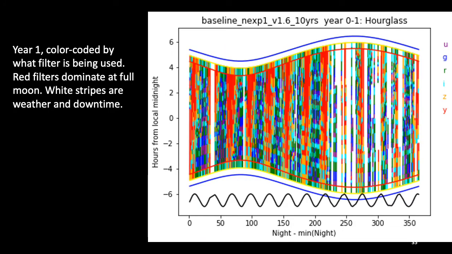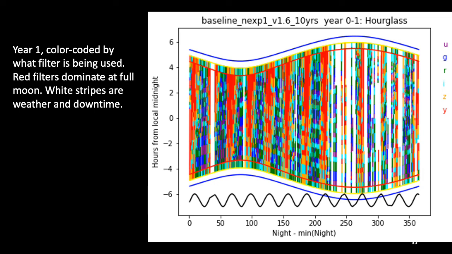Another way to look at the observations that get executed is what we call the hourglass plot. Here we're plotting each night as a vertical line, with the hours from local midnight on the y-axis, and we've color-coded it by what filter the telescope was in. The wavy black line at the bottom is moon phase, and so you can see when the moon is full, we're in Y-band mostly, so that's why we get these periodic red stripes. That's that 5 sigma depth basis function saying, oh, there's the least penalty for observing in Y during bright time.